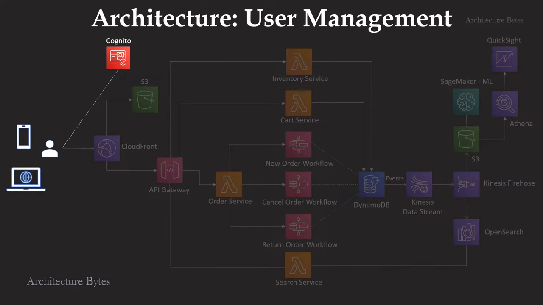Let's begin with user management. Users are essentially customers who use the e-commerce application on mobile or web and place orders. These users are managed in Amazon Cognito. This makes our user management serverless and easy.